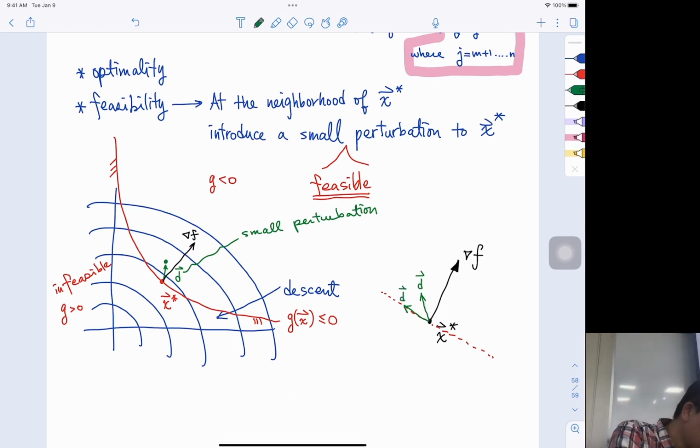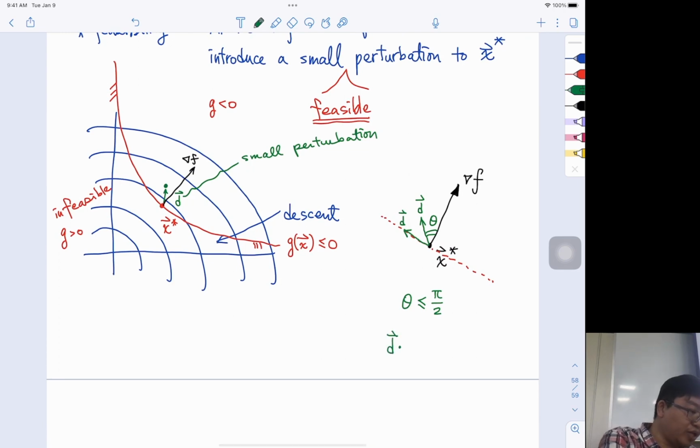In this case, this particular one has an angle less than 90 degrees, right? Let's just call this theta. So basically theta could be smaller than or equal to 90 degrees if we have a small perturbation. So this is telling us the dot product of these two could either be positive or 0. Because when it's 90 degrees, the dot product is 0. But if it's less than 90 degrees, the dot product between the perturbation and the gradient direction is positive. Okay?